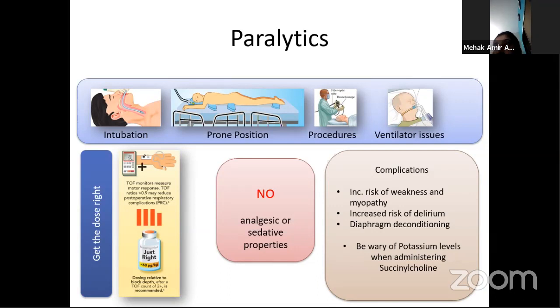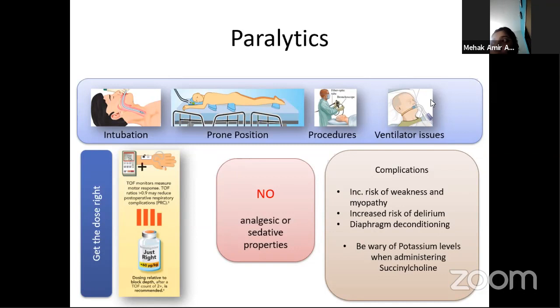The complication is that it leads to myopathy, because when the skeletal muscles are not used for a prolonged period of time, it increases the risk of myopathy and weakness in the skeletal muscles. Delirium is also a main side effect. Diaphragmatic deconditioning also occurs, as the diaphragm is a skeletal muscle. So when the diaphragm is not used for a prolonged period of time, diaphragmatic deconditioning is there.